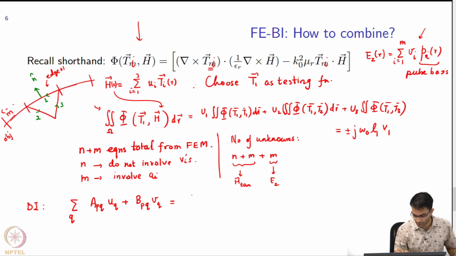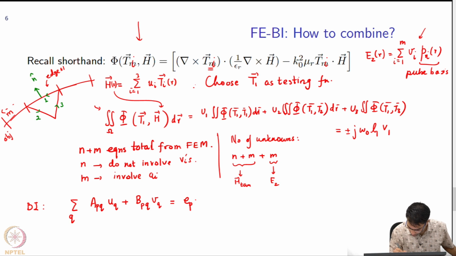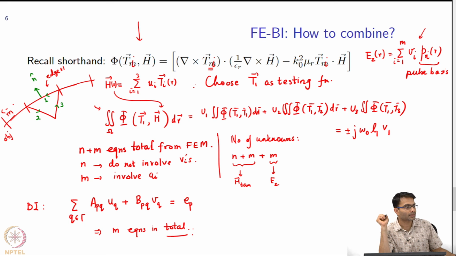Okay, so this is the equation, and what is the right hand side going to be equal to? It's going to be equal to the incident field. So I am going to call that E of P, where Q is allowed to run over gamma, the boundary. Okay. So this is m equations in total, and most importantly the information about the incident electric field has nicely appeared over here. So now do I have enough equations?